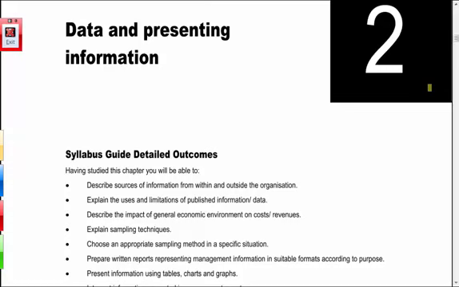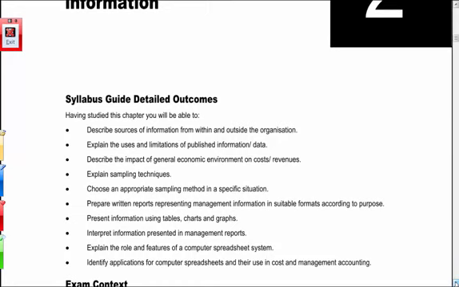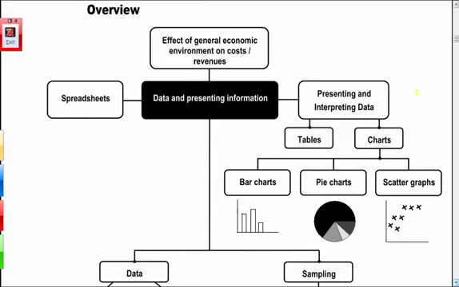Chapter 2 is all about data and presenting information. So thinking about the sources of information internally and externally to the organisation, and also thinking about how we can collect information via different sampling techniques. Also thinking about presenting that information through reports and through tables and charts, interpreting it, and finally thinking about using spreadsheets within management accounting.